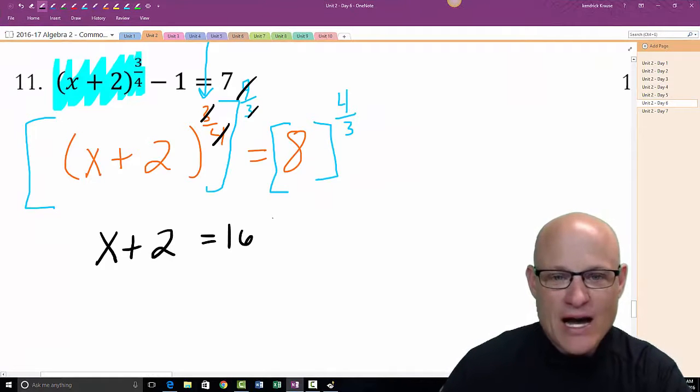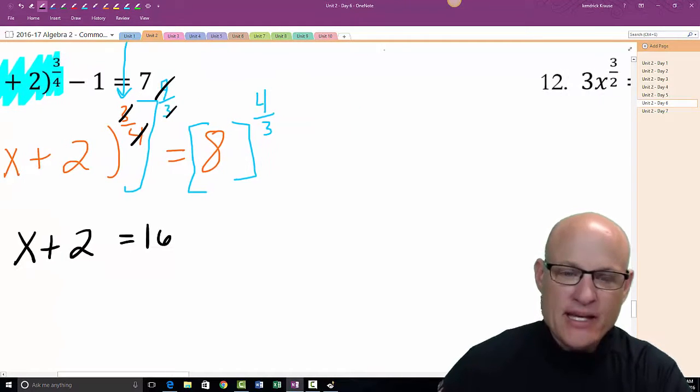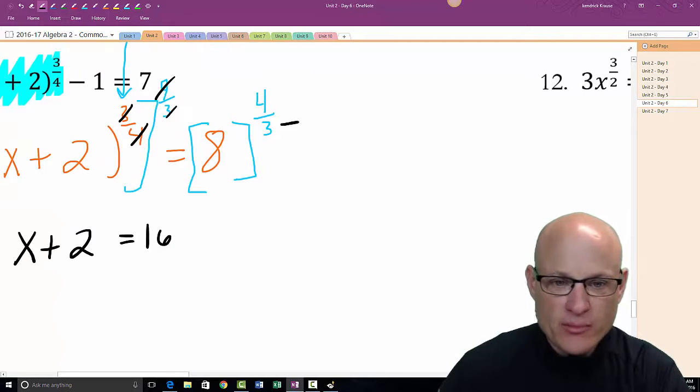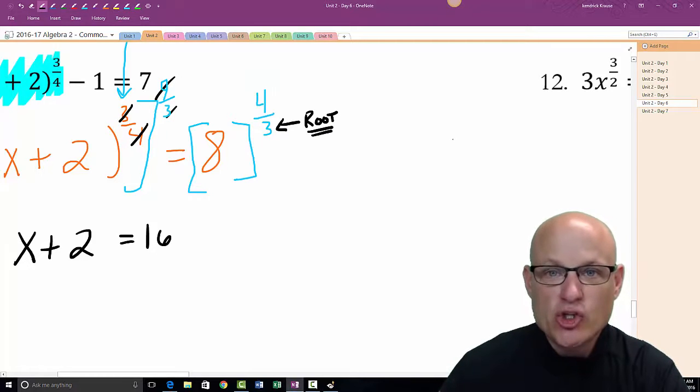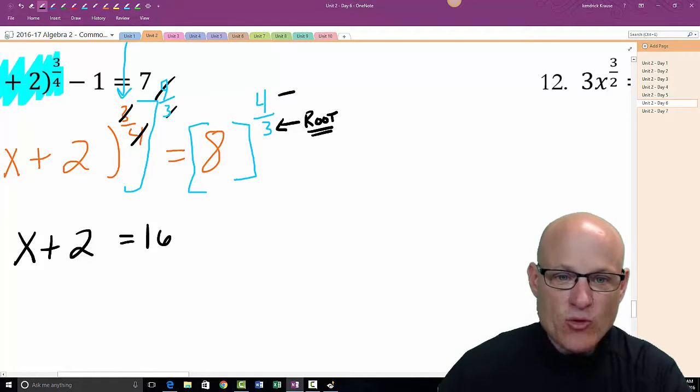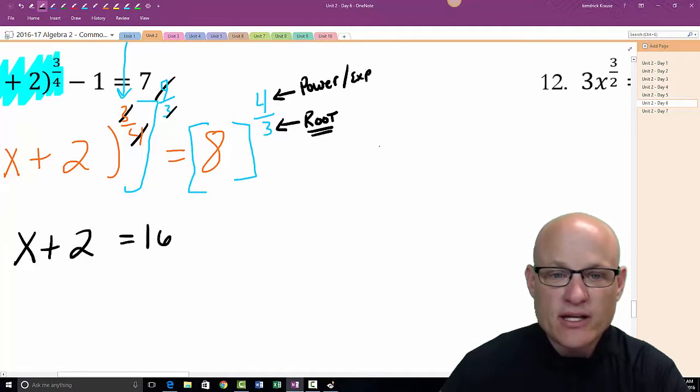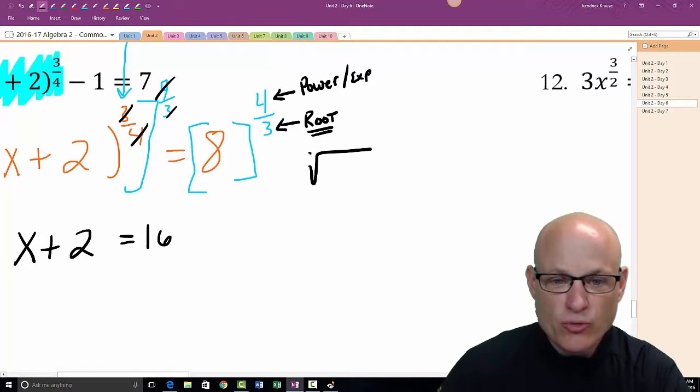Now, I want you to know why this is equal to 16. We'll talk about this more this year, but in the denominator I have a 3. This is a root. In this case, it's a cube root. In the numerator, you have a power or exponent. We're going to raise that to that power. So what I really have here is the cube root of 8 raised to the 4th power. That's what this means.